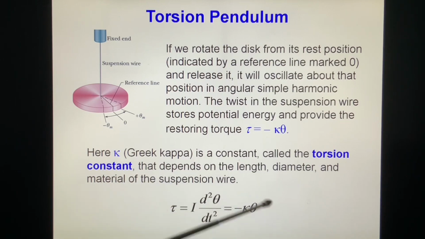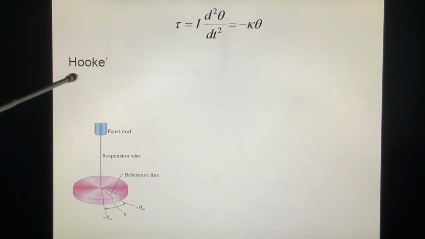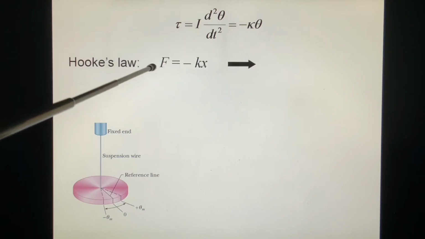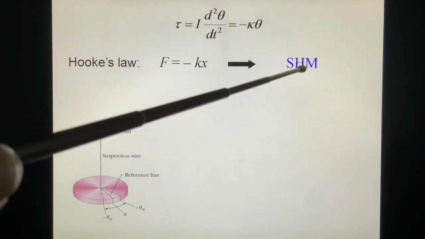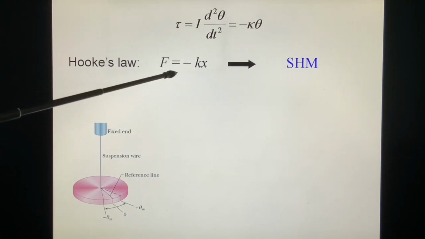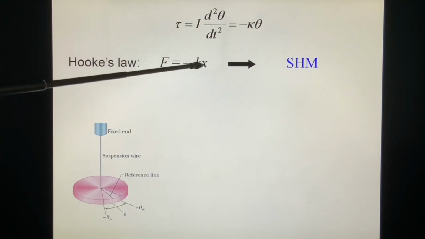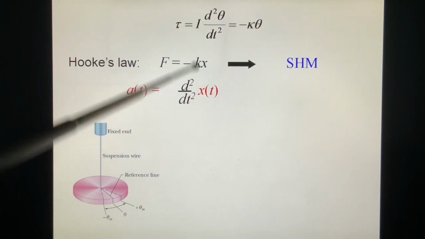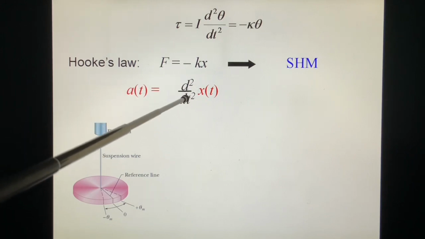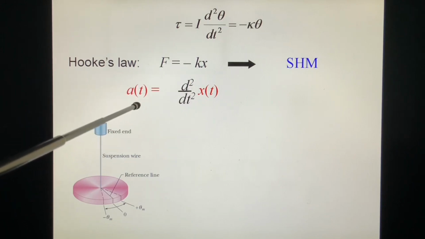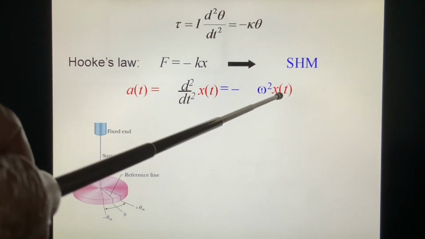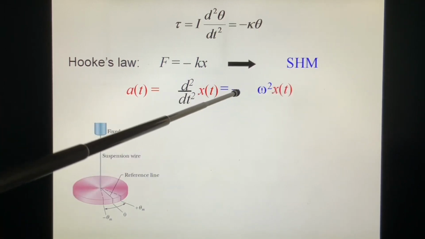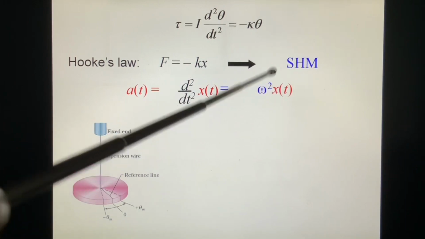So we get again a differential equation. This equation looks familiar. We remember Hooke's law, F equals minus kx. If a system vibrates under the Hooke's force, it is simple harmonic motion. The acceleration equals the second derivative of its position x with respect to time t. Does it have some property? Yes, it is proportional to the displacement x(t) with a minus sign and a constant. We call this constant omega squared.